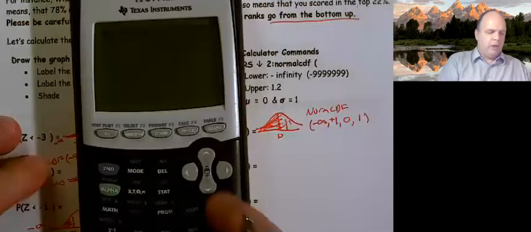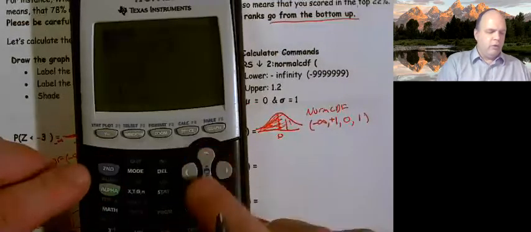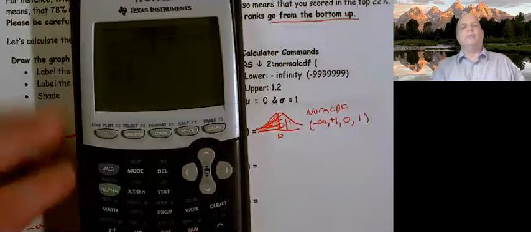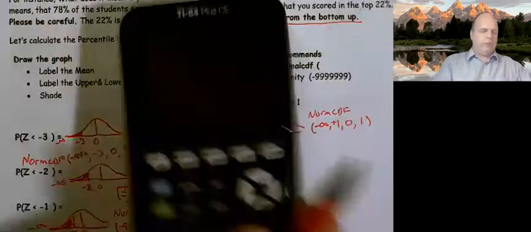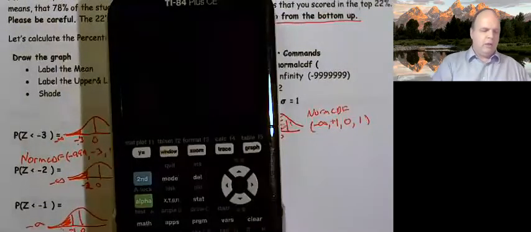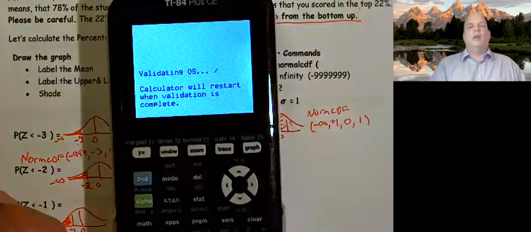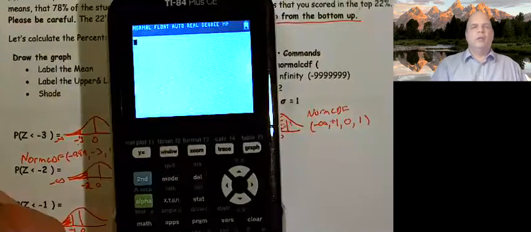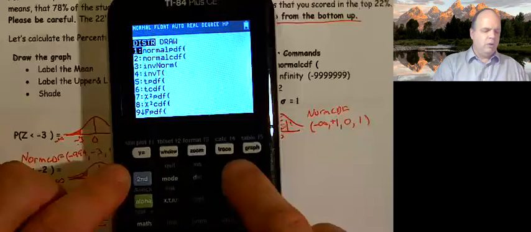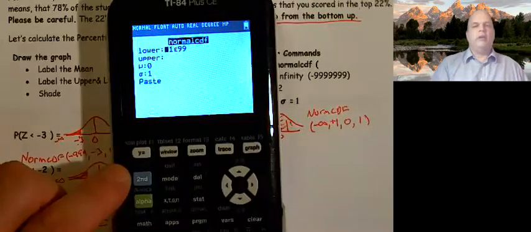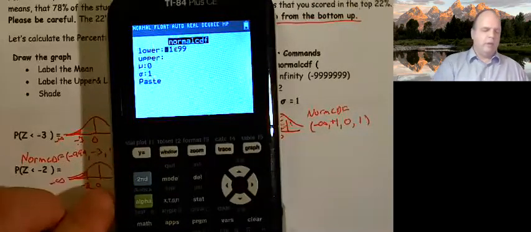So here we go. Second vars, normal, CDF. Don't know if you can see that. I'm going to try this with a different calculator, see if it shows up a little bit better. I don't know if it will or not. Let's see. Turning on. So second vars, normal, CDF. Yeah, that's a lot better.